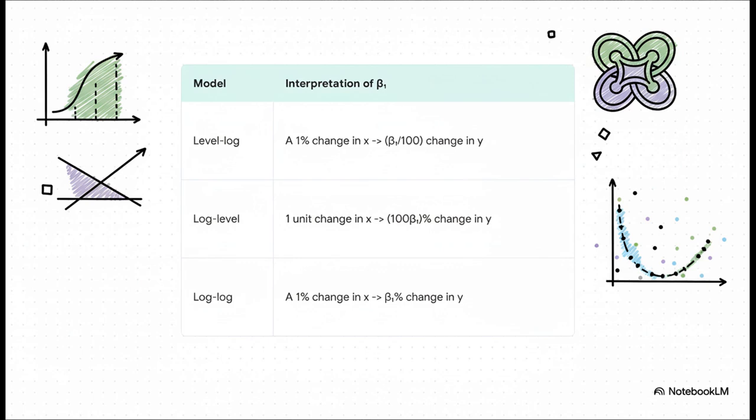So in that car example we just saw, which was a log-level model, our coefficient now tells us the percentage change in the outcome for a 1-unit change in the predictor. And honestly, sometimes that's a way more intuitive way to think about it anyway.